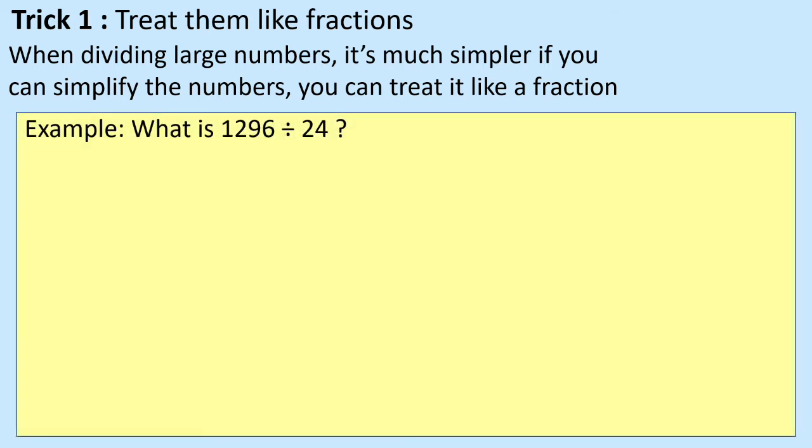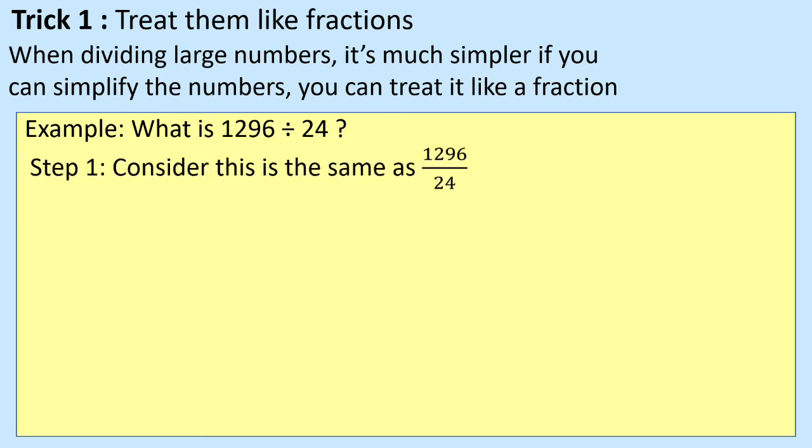So let's look at an example. If I said to you 1296 divided by 24, dividing by 24 is way beyond most students' remit in terms of the times table skills. So students might decide to chunk it, they might decide to go to 24 times 10, and so on and so on, and that's going to take a period of time. So what I'm suggesting is you write it like a fraction. You write it as 1296 over 24, because that line in between the two numbers is essentially divide.